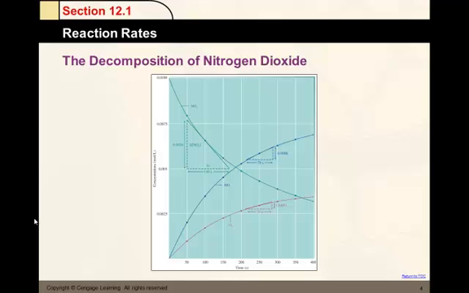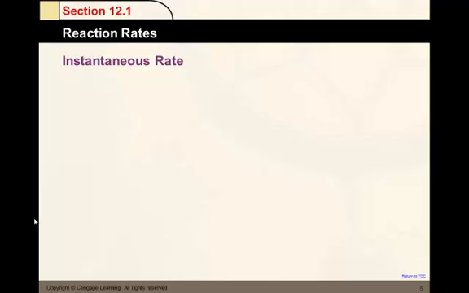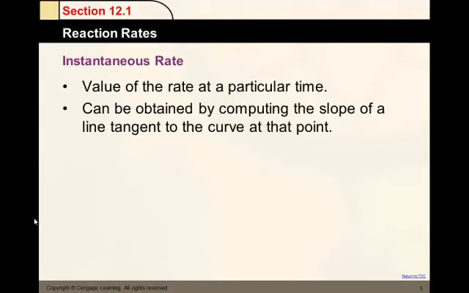You might also think, gosh, I might as well use calculus to do this, but remember, this course is not a calculus-based course, so we will have to remember how to find slope of the tangent line. Or instantaneous rate. Instantaneous rate is the value of the rate at a particular time, and that's what we saw in the previous slide, the triangle, because we want to obtain that by computing the slope of the line tangent to the curve at that particular point.